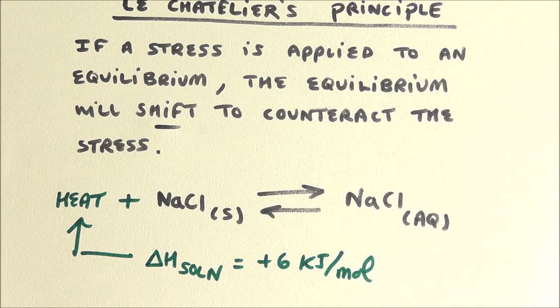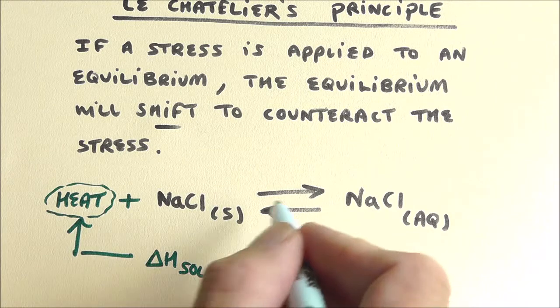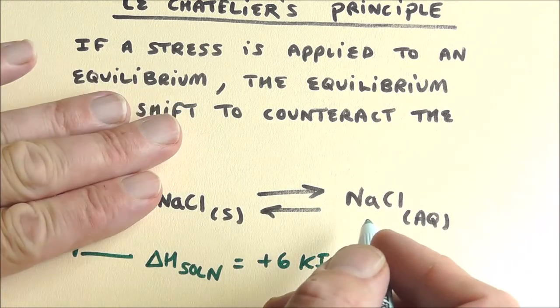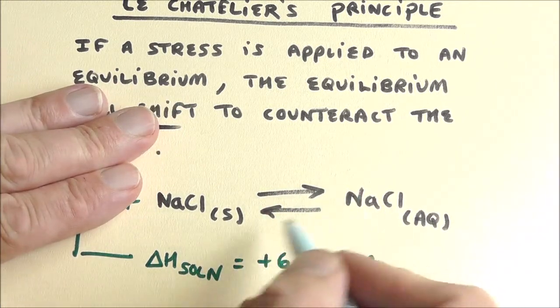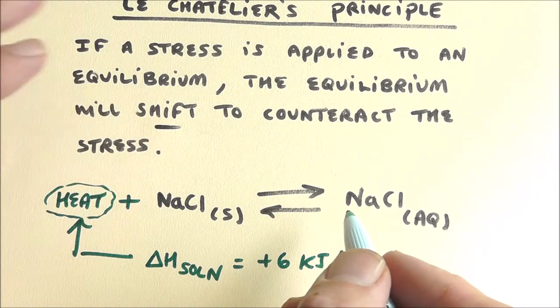NaCl has a positive. So, if we were to add heat to the situation, what would that do? That would be like adding something that's on the left. And this is kind of like a state of balance. That's why they call it equilibrium. And think of this as, before I added heat, this would come to a state of balance, 35.7 grams per 100 milliliters of water.